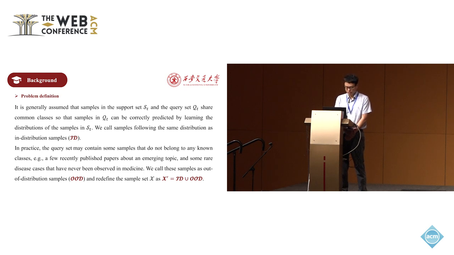For example, a few recently published papers may be about an emerging topic that was never seen before by the model. So if we feed these papers to the classifier, it will arbitrarily assign a label to these papers, and these labels cannot reflect the topic of the paper. Another example is some rare disease that has never been observed before. We call these samples out-of-distribution samples, also OOD samples.